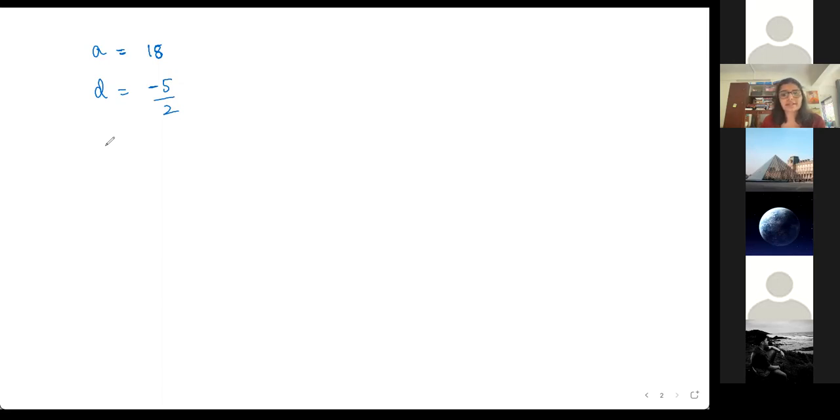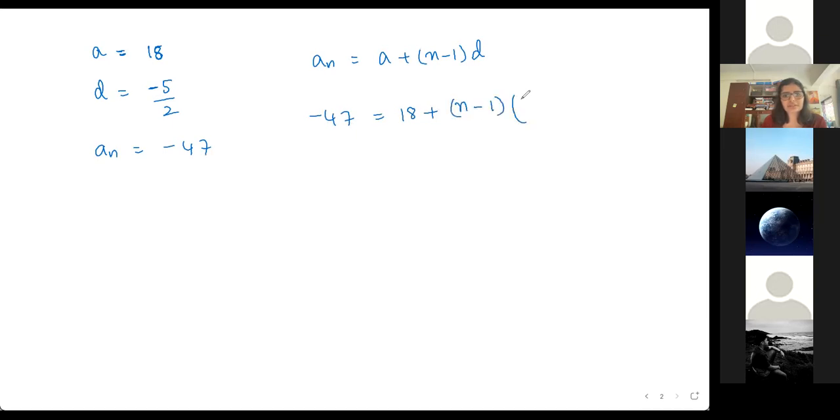Anirban, -4, again, negative can't come. Check. AN was minus 47, right? Let's plug it in the formula. So AN equal to A plus N minus 1 into D. So minus 47 is 18 plus N, I don't know, minus 1 into minus 5/2. Whatever values you substituted, is it like this? Yes, ma'am. Yes, ma'am. Then we'll have to look at the calculation.